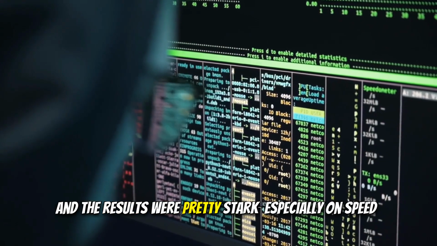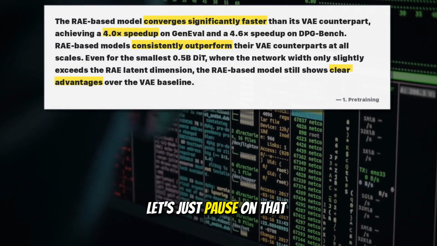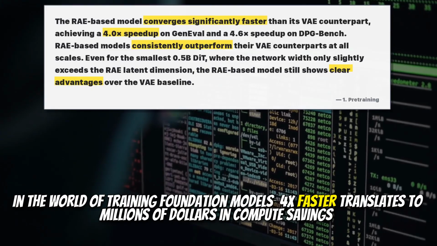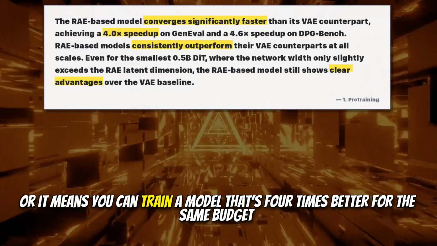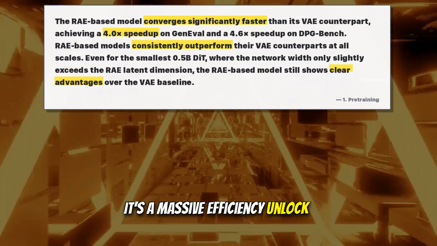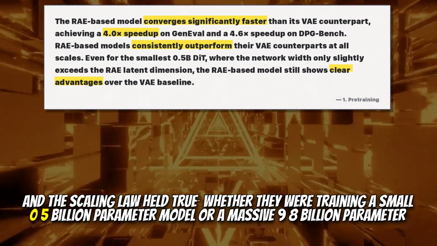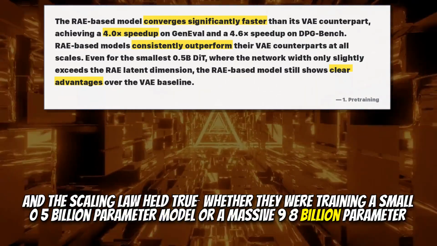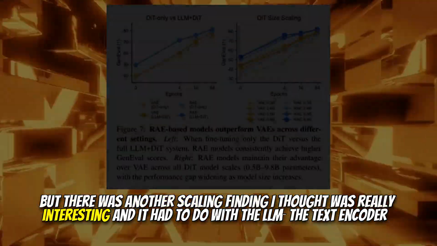And the results were pretty stark, especially on speed. 4 times faster convergence. Let's just pause on that. In the world of training foundation models, 4x faster translates to millions of dollars in compute savings. Or it means you can train a model that's 4 times better for the same budget. It's a massive efficiency unlock. And this scaling law held true whether they were training a small 0.5 billion parameter model or a massive 9.8 billion parameter monster.